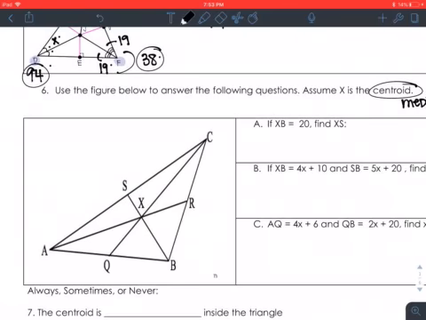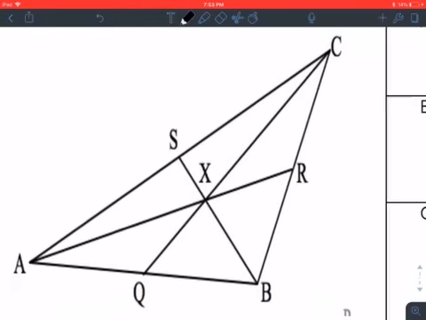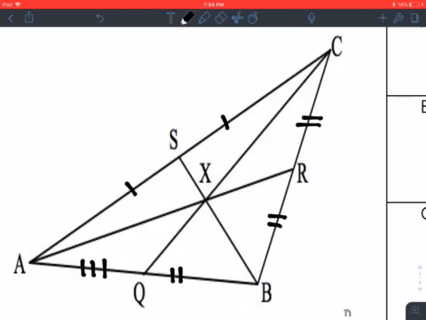We're dealing with medians. Medians deal with midpoints. So that means that S is a midpoint. It means that R is a midpoint. And it means that Q is a midpoint.